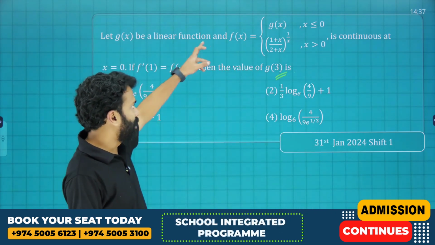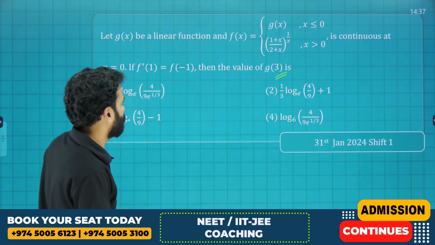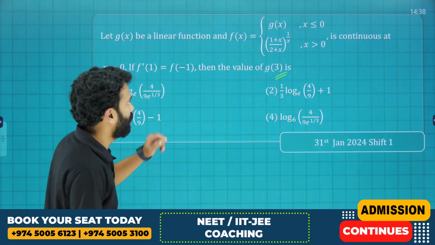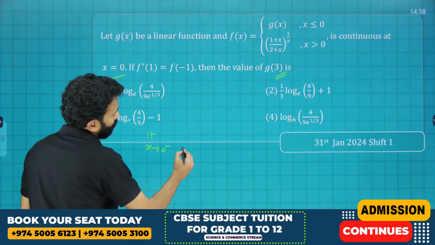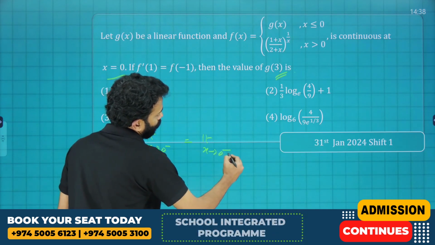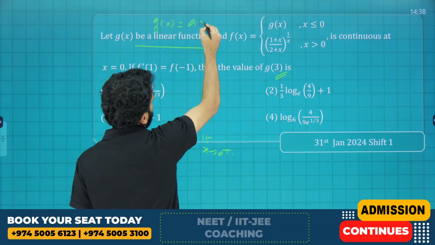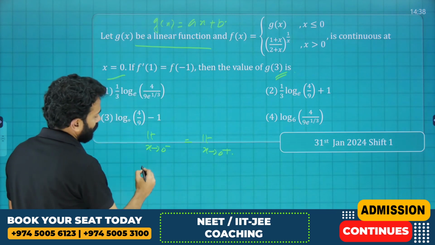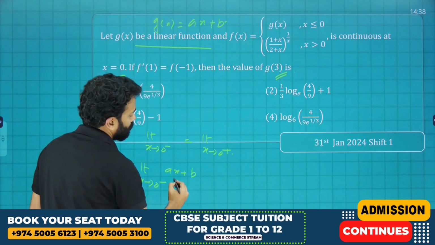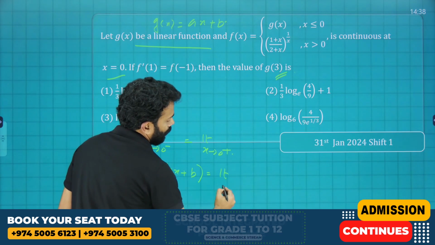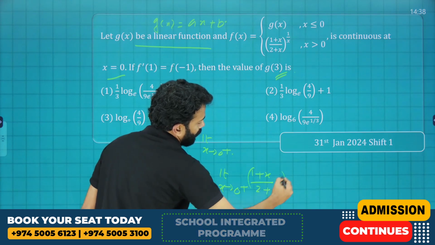Let's try. It is mentioned that the function f is continuous at x is equal to 0. So when x is equal to 0, the left hand limit should be equal to the right hand limit, right? Therefore, limit x tends to 0 minus should be equal to limit x tends to 0 plus. We know that g of x is a linear function. Let's take g of x is equal to ax plus b. Therefore, limit x tends to 0 minus of ax plus b is equal to limit x tends to 0 plus of (1 plus x divided by 2 plus x) the whole raised to 1 by x.